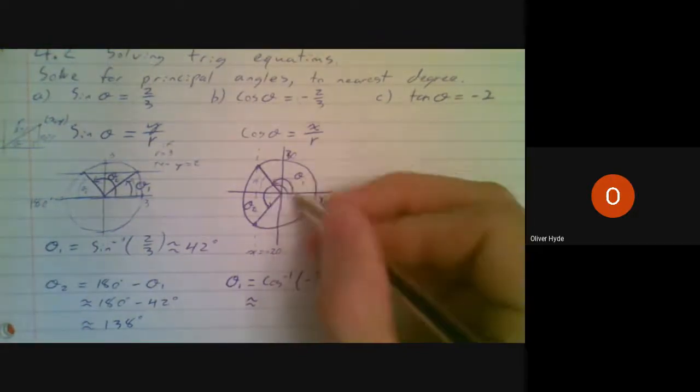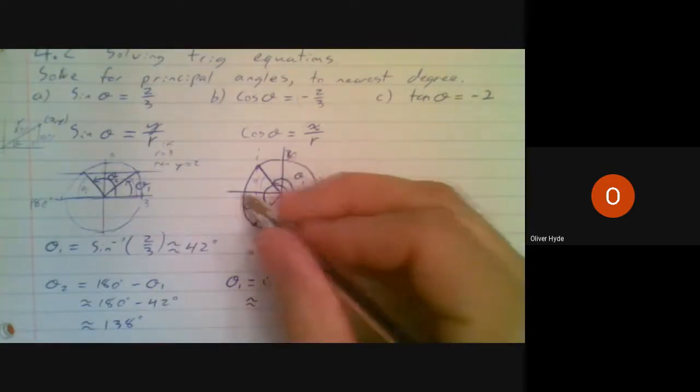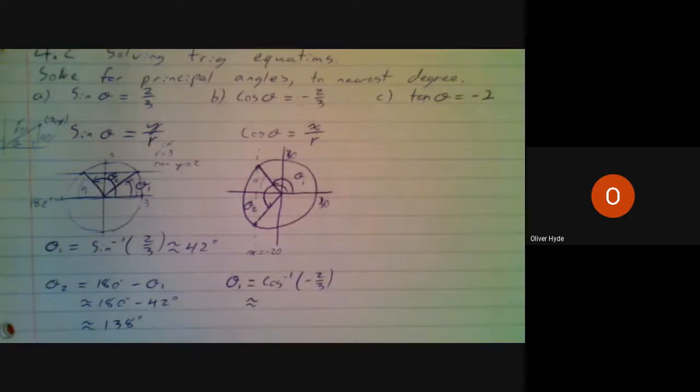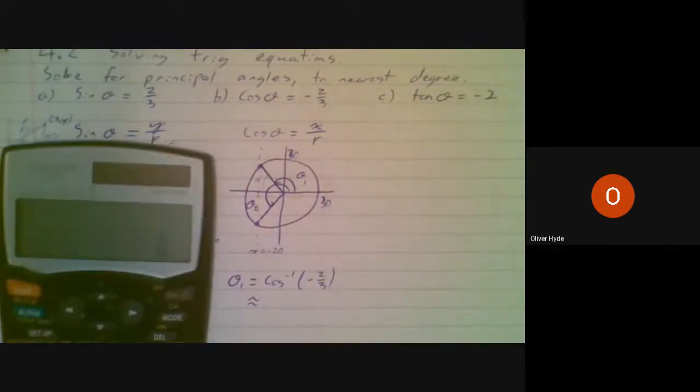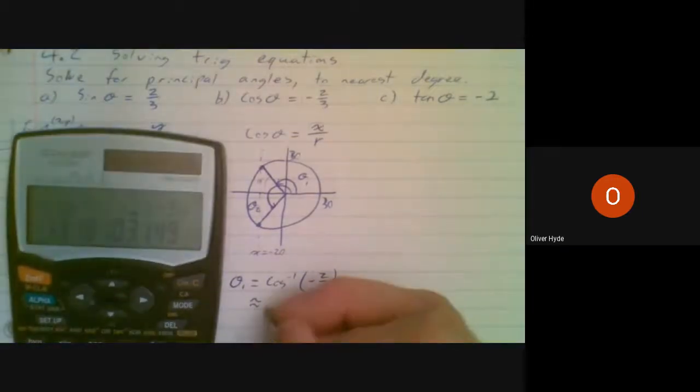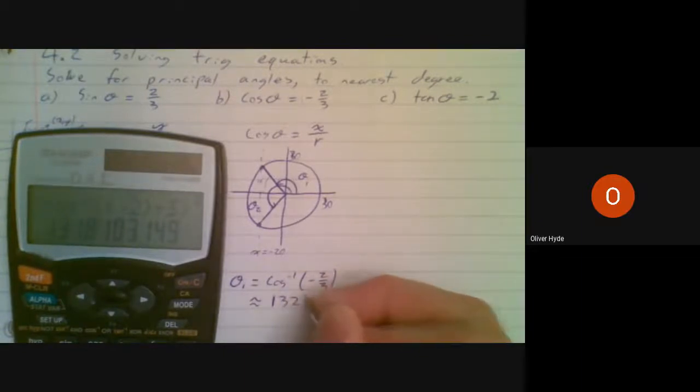I ask my calculator. Stop, let's predict. We're looking for an obtuse angle. It's got to be between 90 degrees and 180 degrees. Looks like it's probably past 135 degrees, but I don't know. I'm not a good artist. Inverse cosine of negative 2/3, 135. Oh, so close. 132 degrees.